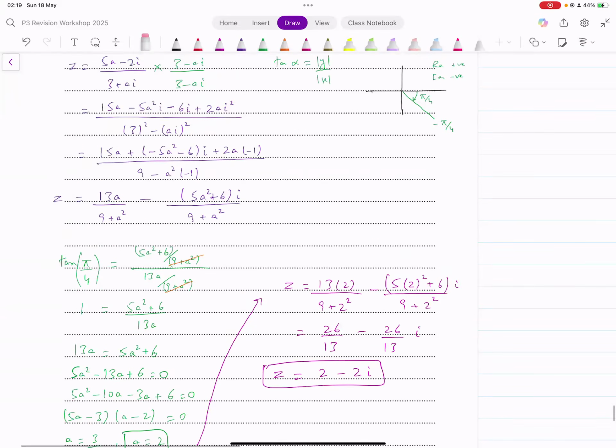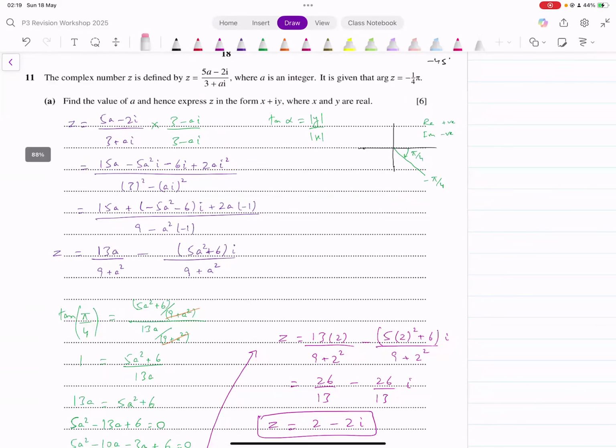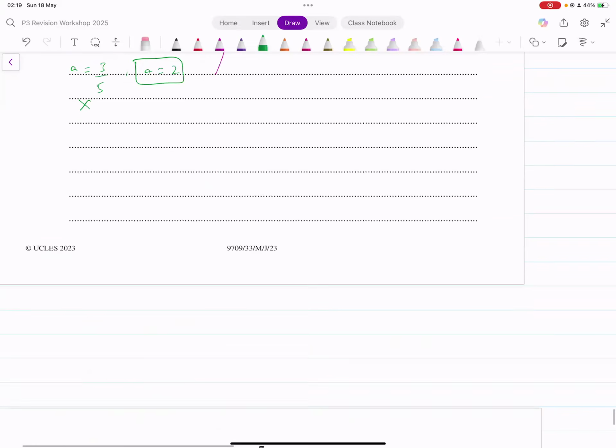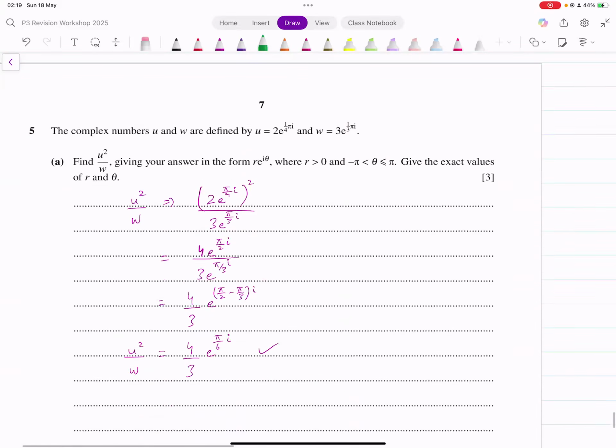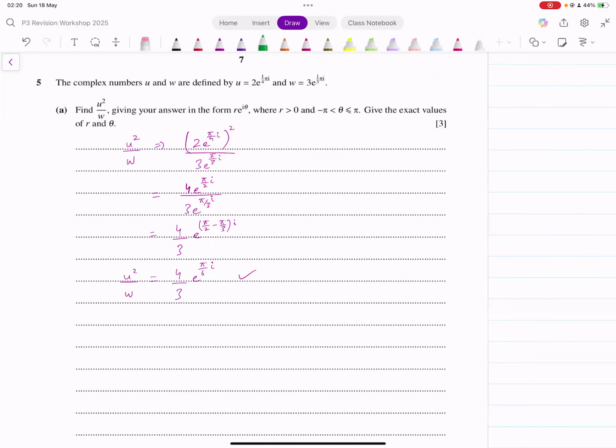So sometimes they will give you the argument of a complex number like this, and there will be something missing. This is how you would approach that. You will separate out the real part and imaginary part, and then you find the argument in terms of that variable or that unknown, and equate that to the given argument.